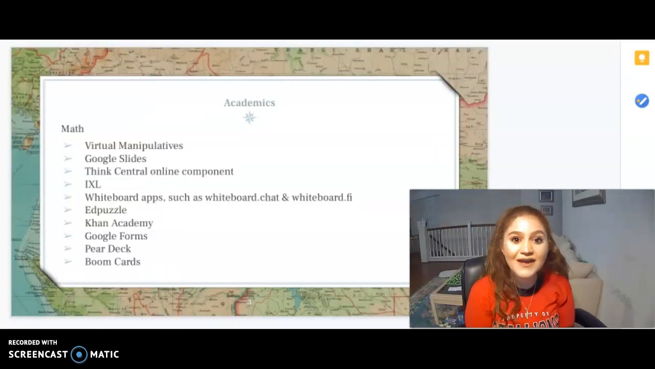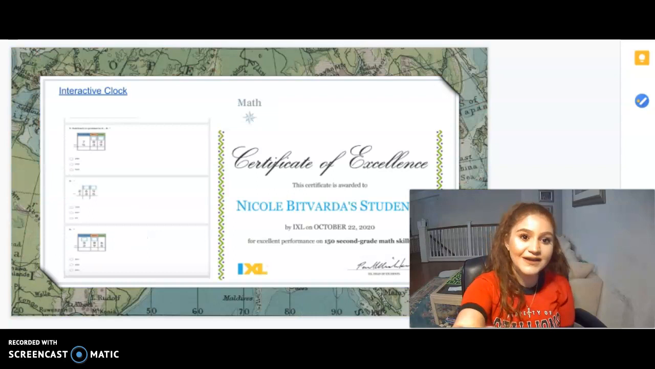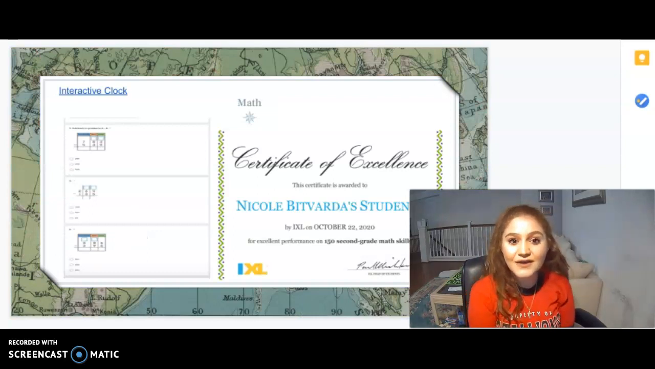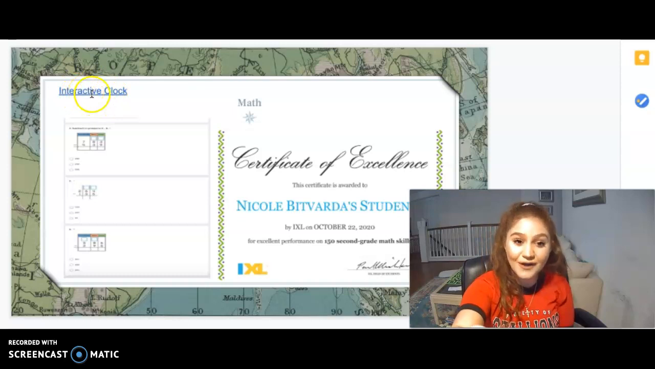Moving on to math. In math, we use virtual manipulatives, Google Slides, IXL, and so on. Here are some examples. I've incorporated a Google Form that we use to do a check for understanding that uses problems directly from the math book. Here is a certificate of excellence that my students received in IXL. And then here's an interactive clock that the students can click on and use to help tell time.